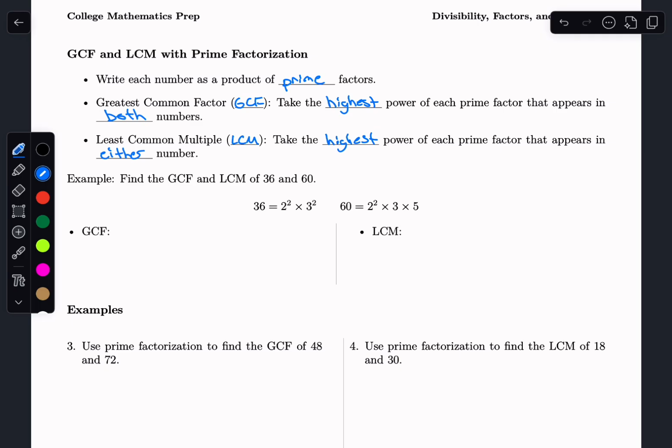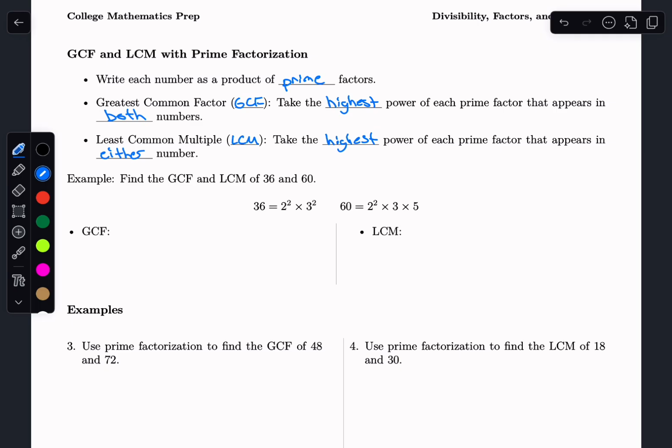And to be clear, the least common multiple is the smallest number that is divisible by both of the original numbers. Greatest common factor is the biggest number that divides both numbers. Least common multiple is the smallest number that is divisible by both numbers. All right, let's go ahead and try this example here. So we have the prime factorization of 36 and 60. And so we're just going to go ahead and see the process for finding the GCF and LCM of each.